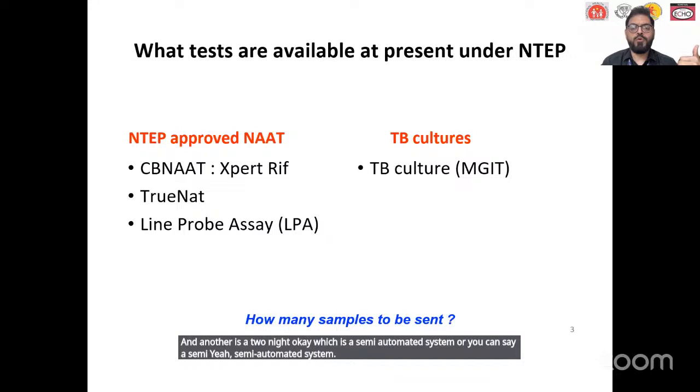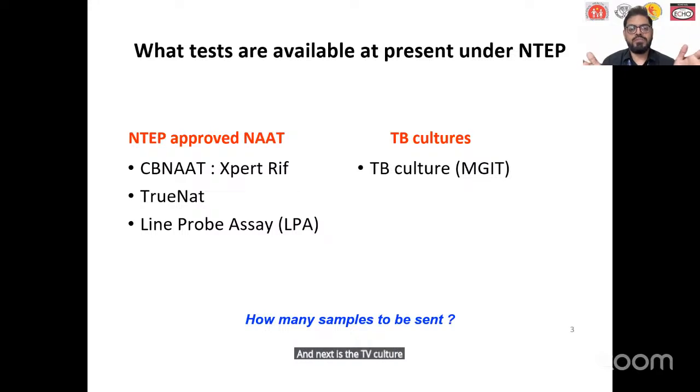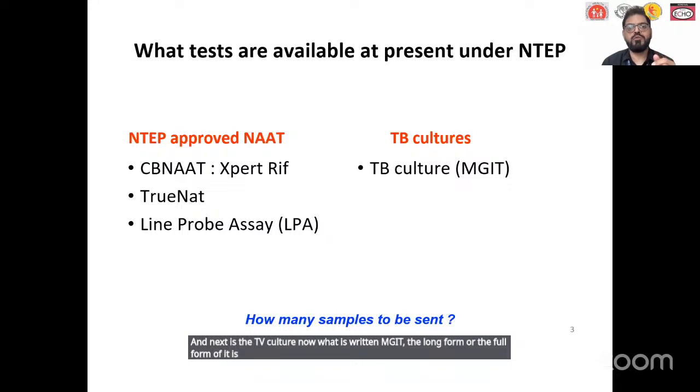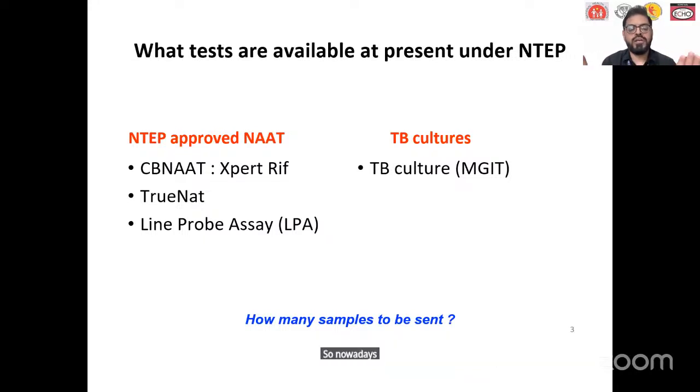The third is the line probe assay. It is again a molecular test. We will see what it is. And next is the TB culture. MGIT, the full form of which is Mycobacterial Growth Indicator Tube, is a form of liquid culture which is used nowadays for culturing TB bacilli. So nowadays we are not using any solid cultures. Whatever cultures we are using are all liquid cultures.